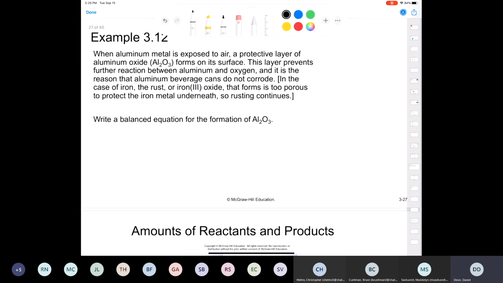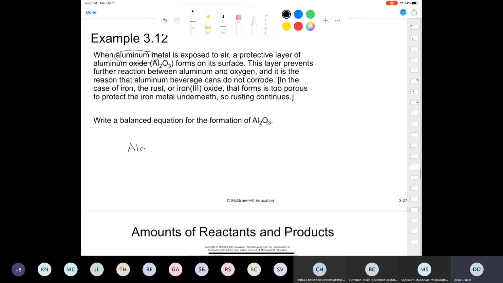Well, look, what's it giving us? It's telling us that the aluminum metal, so it must be aluminum that's a solid, is reacting with what? Oxygen from the air. Okay, I know that there's other gases in the air, but it's reacting with the oxygen is what it's telling us. So aluminum plus oxygen gas is giving us aluminum oxide. Now it's telling us that it forms on the surface. It's a protective layer, so it must be a solid. So we'll put Al2O3, and that's a solid. Now we have to balance this thing out.